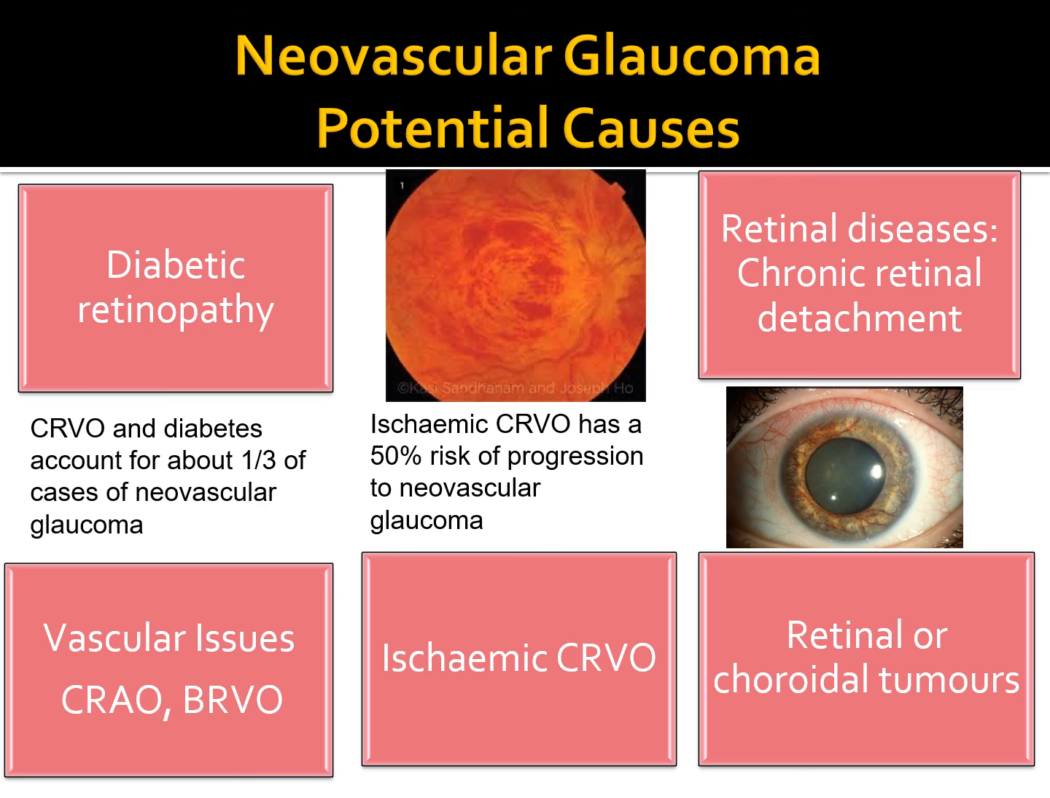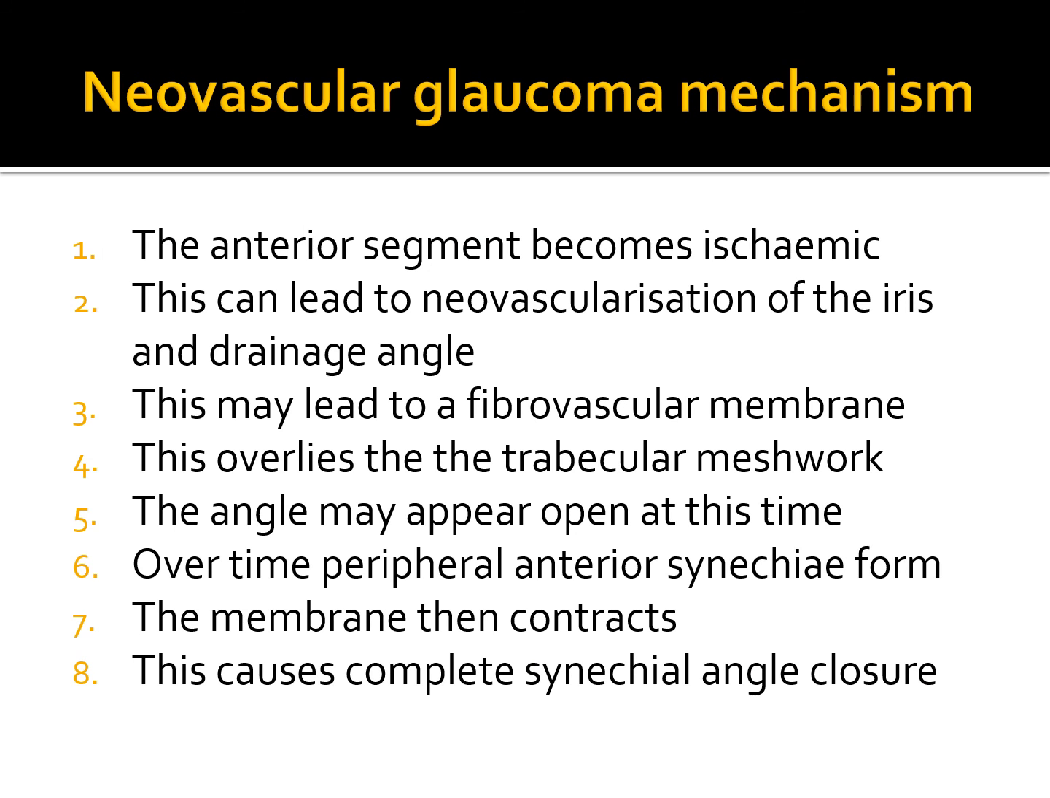And then there's neovascular glaucomas, diabetic retinopathy, vascular issues, branch vein occlusion, ischemic central vein occlusion, retinal diseases, chronic retinal detachments, retinal or choroidal tumours. They'll all basically produce these sort of things. So you've got to be on your guard. I don't think we see many of these things. I think, when you see an eye like that on the right with all that neovasc on the iris, you're thinking that patient's going to be under the care of secondary care anyway.